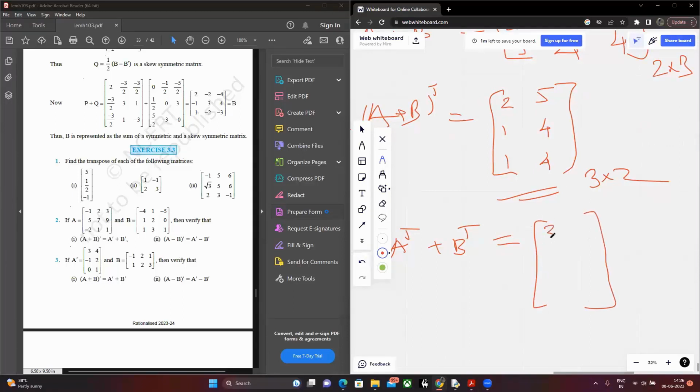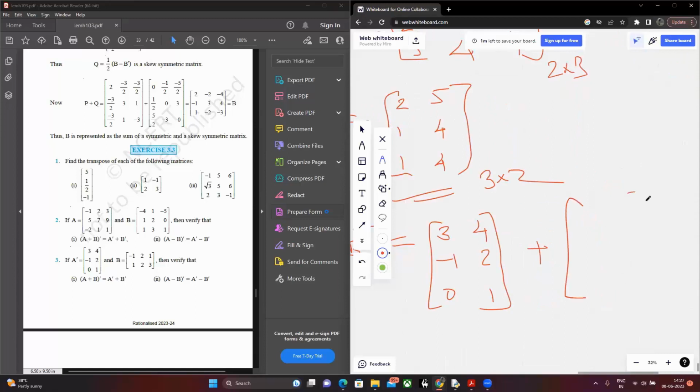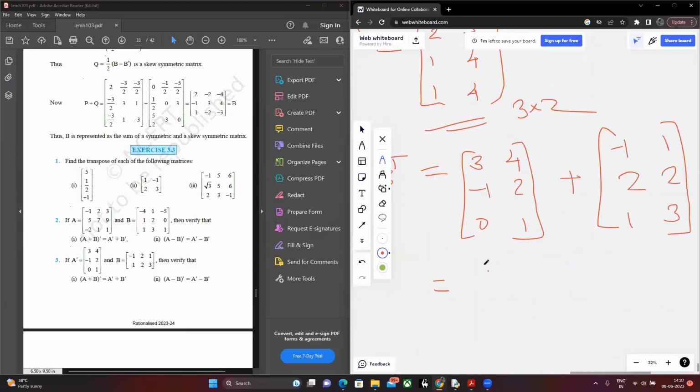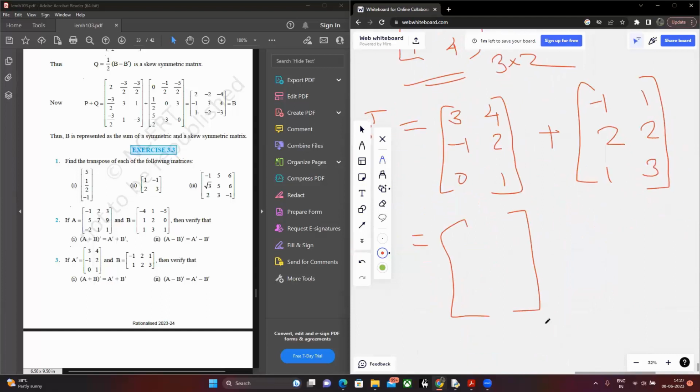That is 3, 4, -1, 0, and 2, 1, plus the transpose of B. Again, that's a 3x2 matrix. This is going to be a 3x2 matrix, and it's going to have the elements -1, 2, 1. Just adding them both, you can basically see that you're going to get a 3x2 matrix, right?